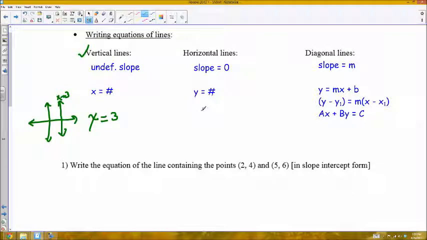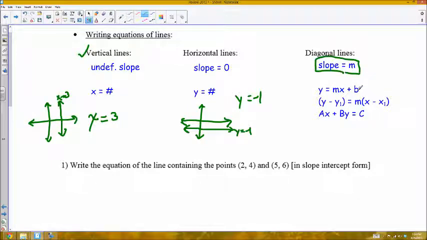Horizontal lines are when the slope is 0, so it's not rising at all. So what that would look like, an example would be y equals negative 1. So that would be the horizontal line that passes through all the y coordinates being negative 1. Okay, so that's an example of that. And then we have diagonal lines. Now, the main thing that's different between horizontal and diagonal lines is that diagonal lines have a particular slope. So it has a particular slantiness to it that I have to account for.